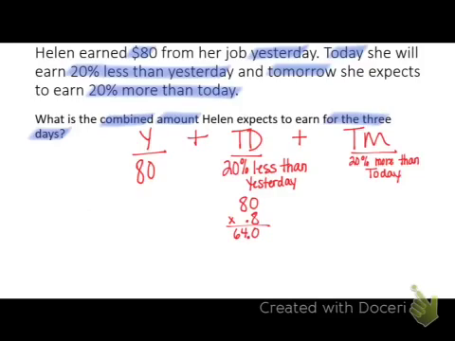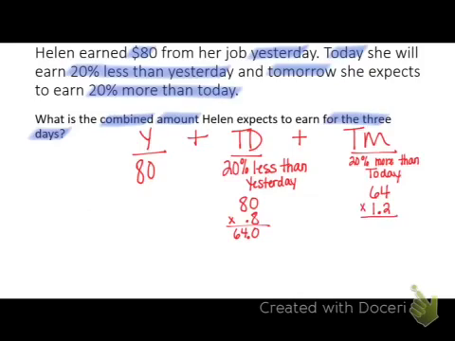earn today. When we look at tomorrow, it's important to read the wording that she is going to earn 20% more than today. And today's value was $64. If she's going to earn 20% more than that, then she's going to earn 100% of the $64 and 20% more. So that is 1.2, which is 120%.